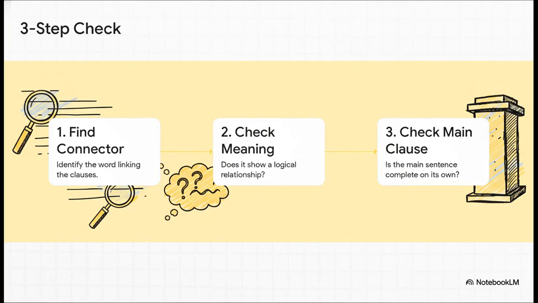And here it is, your simple 3-step checklist. Whenever you're not sure, just run through this. 1. Find the connector. 2. Make sure it has a real meaning. And 3. Check that the main part of the sentence could stand all by itself. If you get 3 yeses, then congratulations, you've officially identified an adverbial clause.